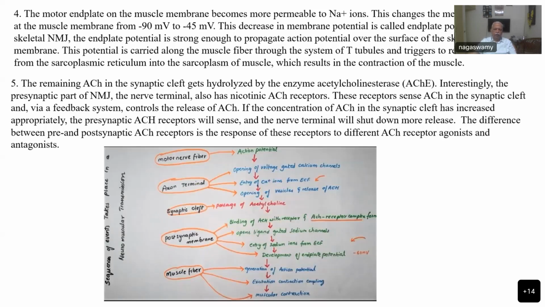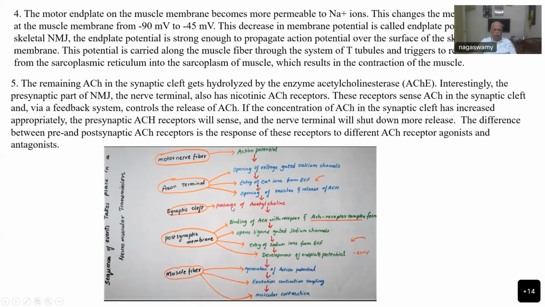So in the exam, if you want to write a very brief and very fast answer to complete your answer within the time interval, you start from here, motor nerve fiber. There is an action potential stimulated. This results at the axon terminal in opening of voltage gated calcium channels, entry of calcium ions from ECF into the nerve terminal, and opening of vesicles to release acetylcholine. This is what is happening at the axon terminal.